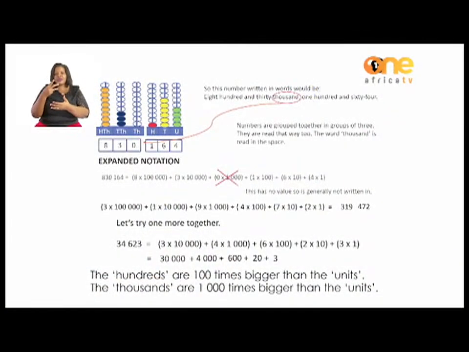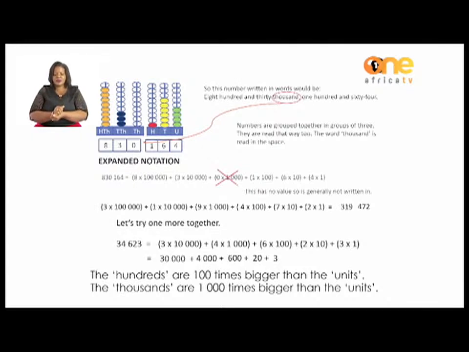The third abacus on our notes is explained as follows. This number is written in words as 830,164. So that is how you write it in words. Numbers are grouped together in groups of 3. They are read that way too. The word thousand is read in the space.